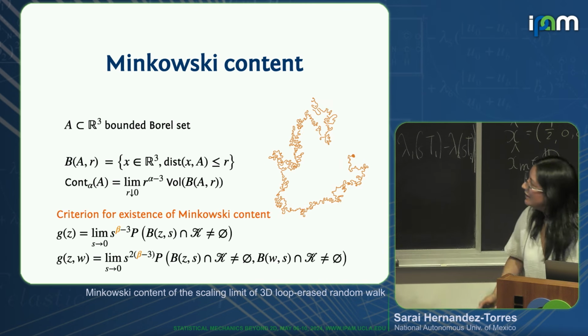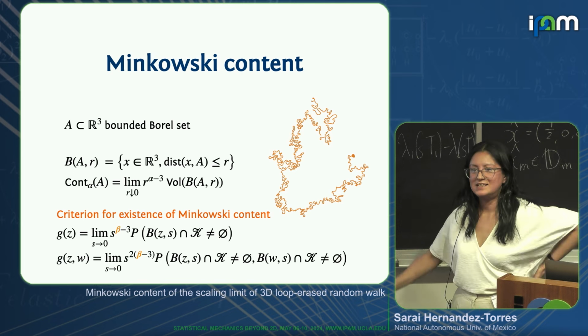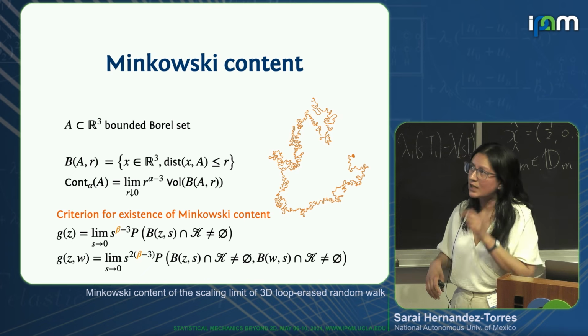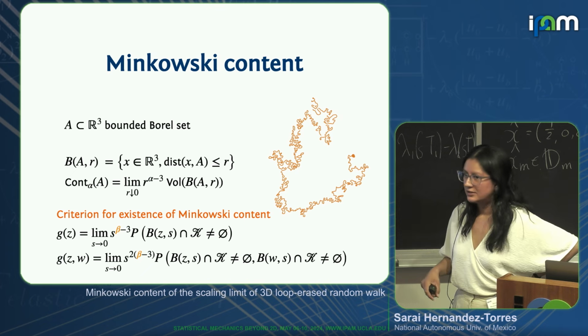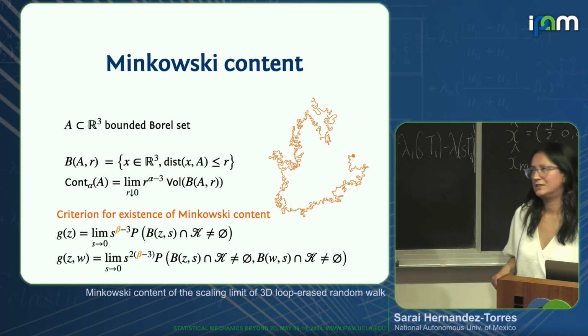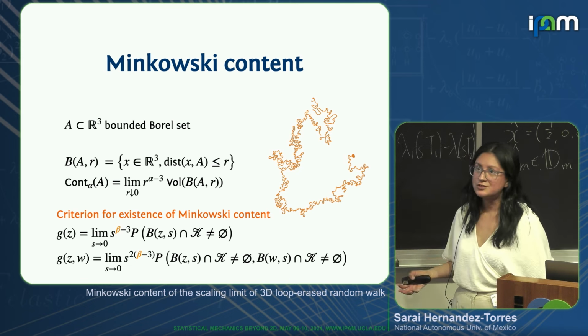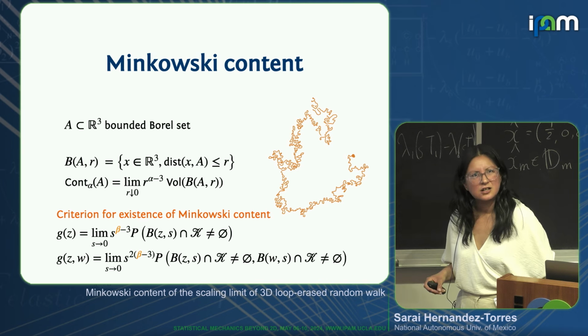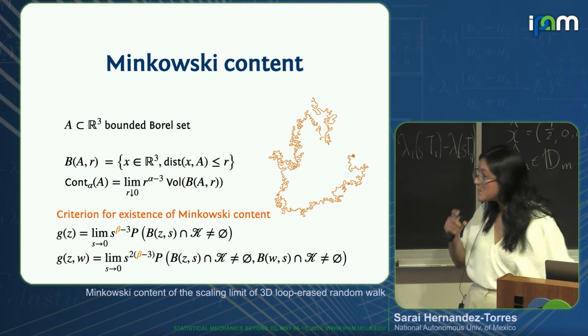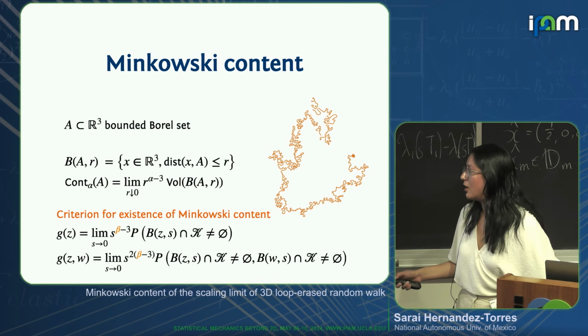So what is our criterion for existence? This has been used in a lot of works. People working with these criteria are Xinyi Li and Greg Lawler. They have done it for the Schramm-Loewner evolution, also for cut points of Brownian motion and several other random objects. So essentially, you want to control these 2 quantities.